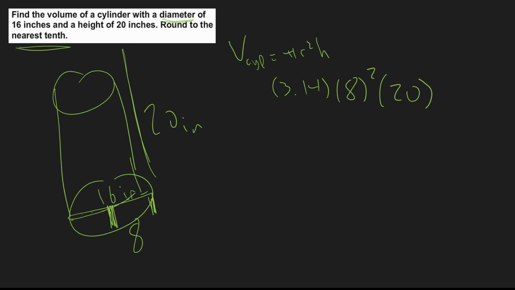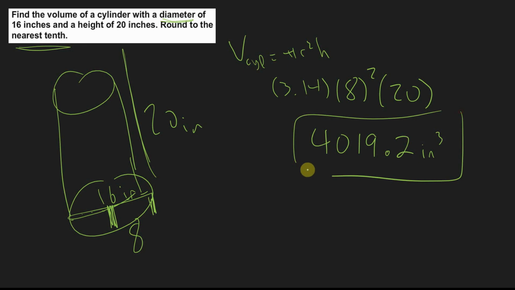Doesn't take more than a couple seconds to do. 3.14 times 8 times 8 times 20. And I'm going to get 4,019.2. Good news, it's already rounded to the nearest tenth, so there's nothing I need to do with that other than put the units on it, and that's going to be cubic inches. And that's going to be my answer right there.